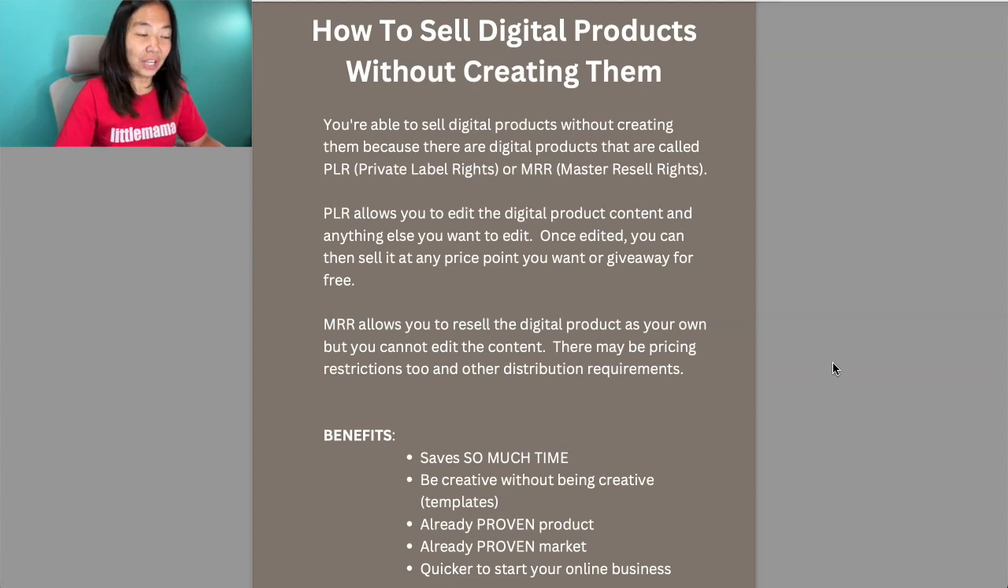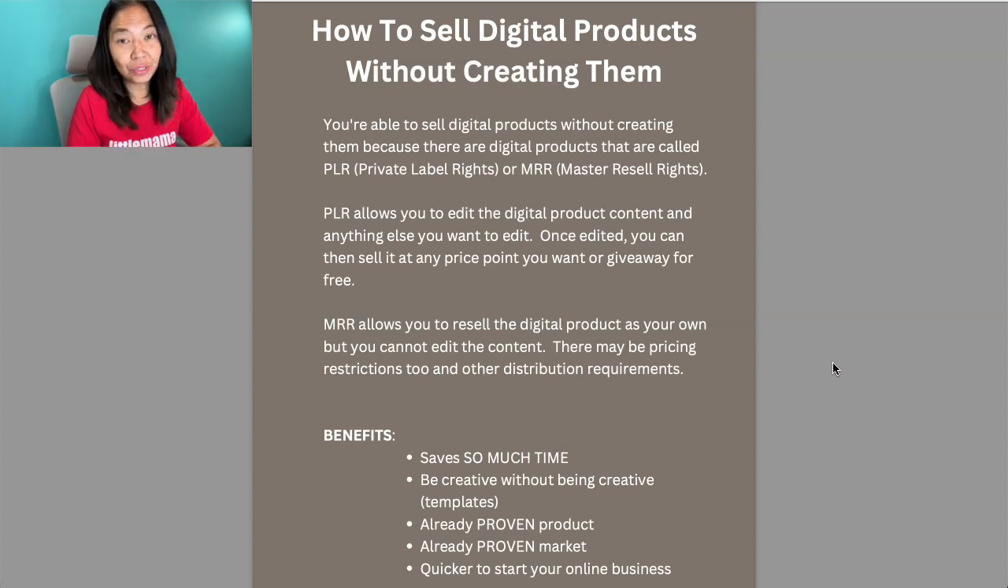So you are actually able to sell digital products without creating them because there are digital products that are PLR or MRR. So what is the difference and what are they? So PLR stands for private label rights. And what that means is that you're going to be able to edit the content of the digital product and make it your own. And you're going to be able to sell it at whatever price you want or give it away. And MRR stands for master resale rights.